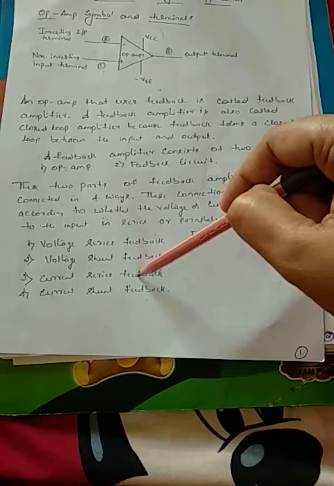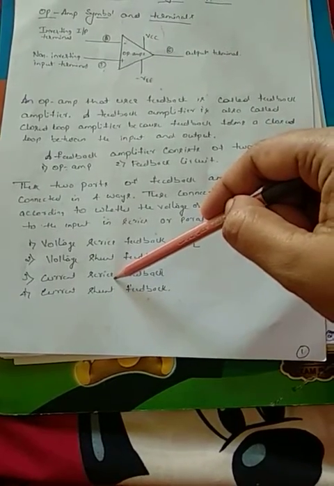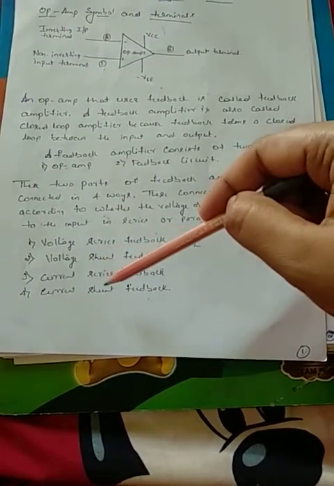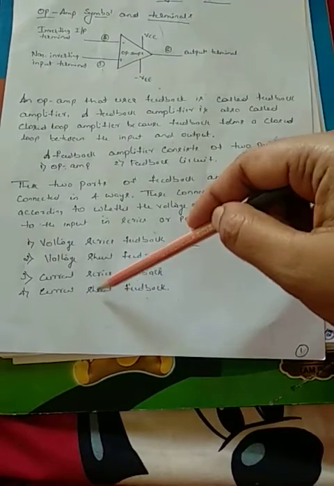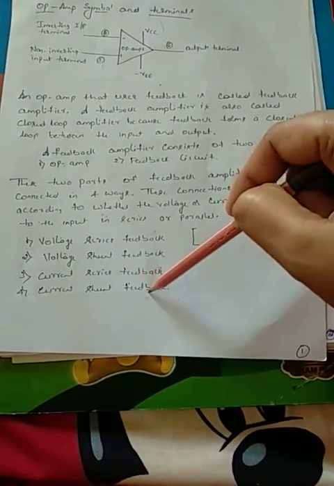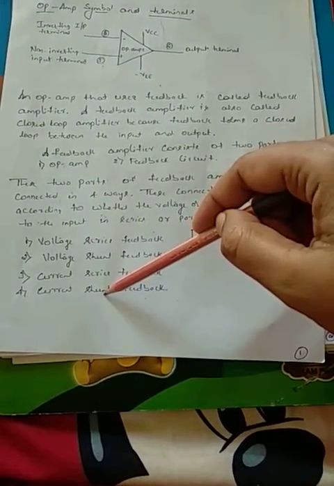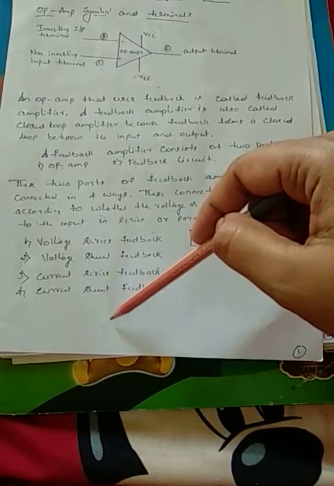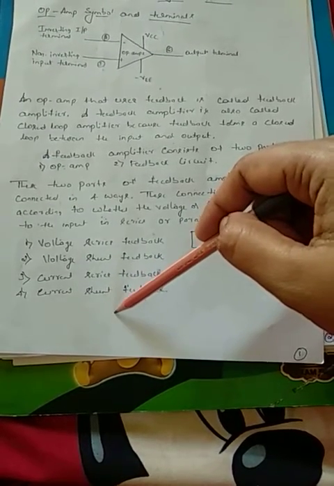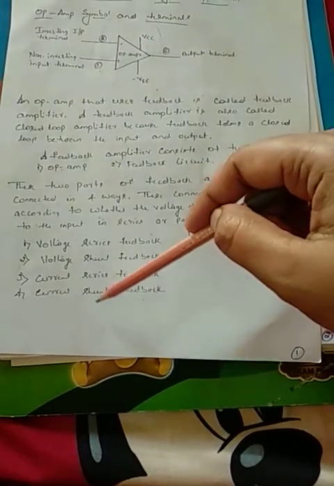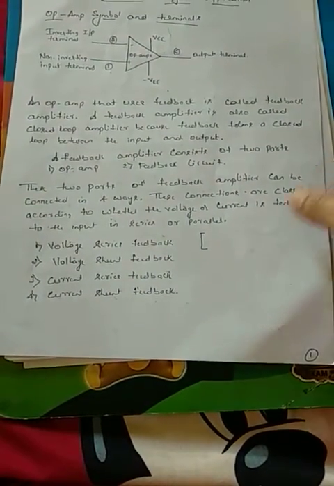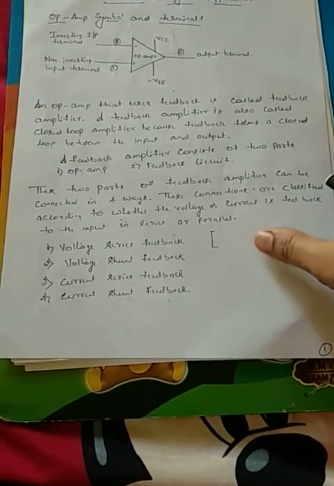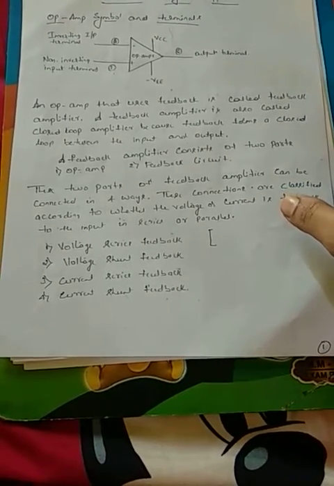Current series feedback, where the output is current and at the input side we connect the output of the feedback circuit to the input in a series manner. Current shunt feedback, where the output is current and at the input side we connect the output of the feedback circuit to the input in a parallel manner. These are the 4 topologies which we have discussed, and we have derived the equations for input and output resistance.